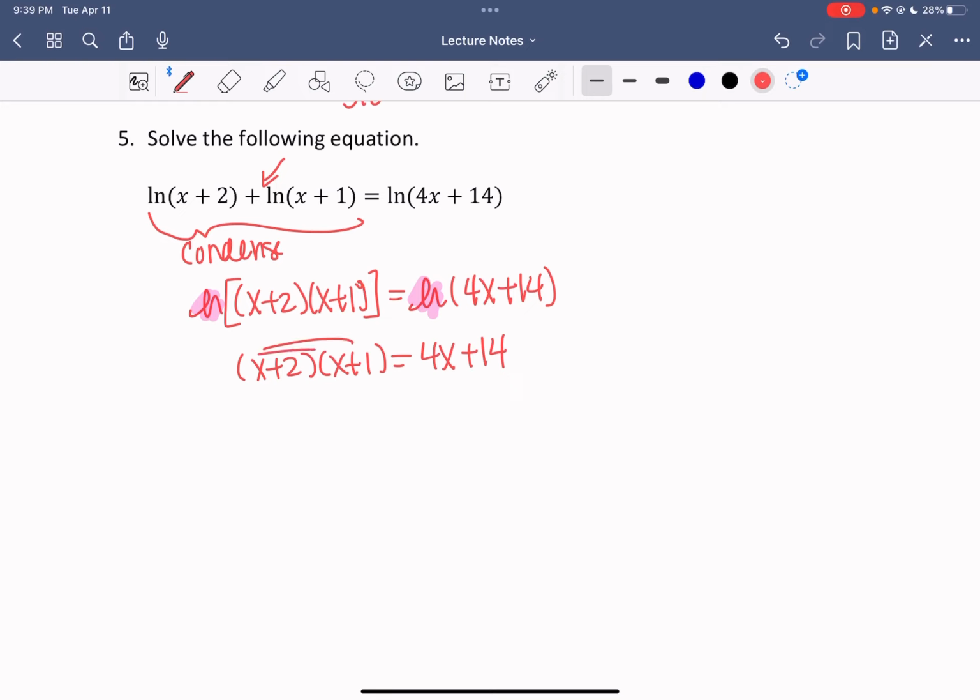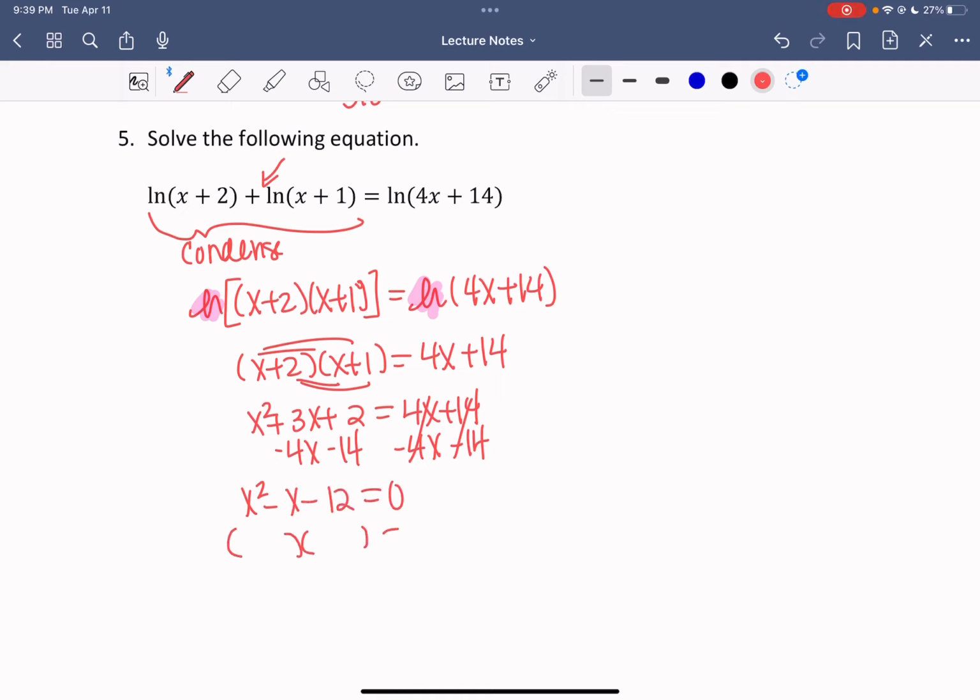So I could square that out. That gives me x squared plus 3x plus 2 equal to 4x plus 14. And then now I'm just back to solving a quadratic. So subtract that 4x, subtract 14. That gives me x squared minus x minus 12 equal to 0. Everyone's favorite pastime. This will factor out to -4 and +3. And I get x to be 4 and -3.